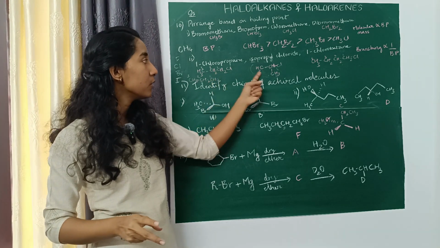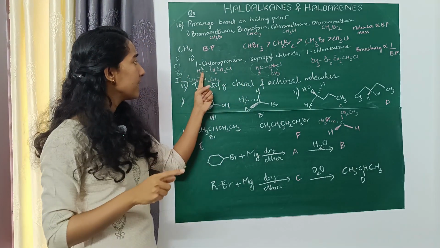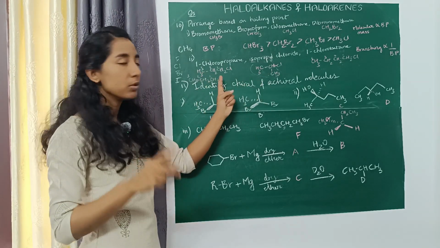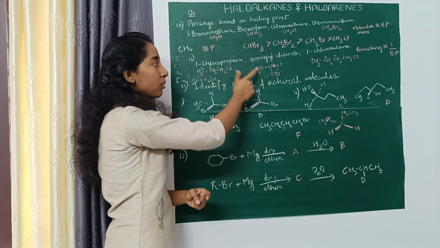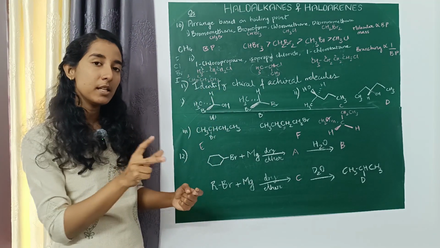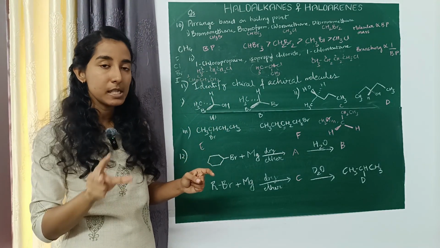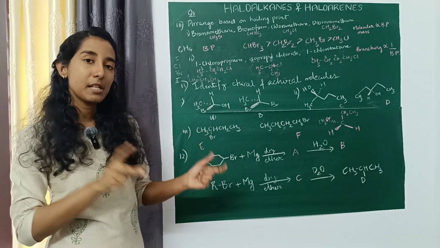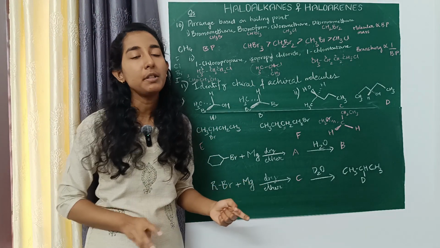So here you can see that for these two compounds, the molecular mass is the same. Both compounds have 3 carbon atoms and 7 hydrogens. When you write the molecular formula, it is the same, but the only difference is that one has branching and one is a straight chain. So basically when you have branching, the boiling point decreases.